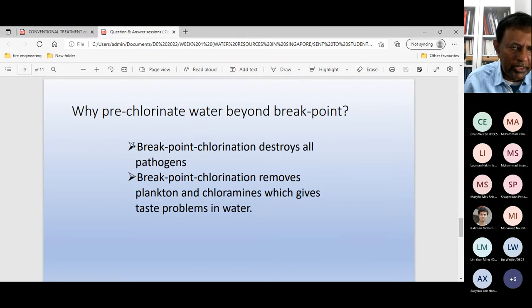And what is breakpoint chlorination? I think we will deal with that in the next lecture, next Wednesday. I will go through this term called breakpoint chlorination. That is important because it is only after breakpoint chlorination you will be able to see free chlorine, which is available as a protection for the water until it reaches the consumer. So this one I have not covered yet, but let's go through this question for the moment.